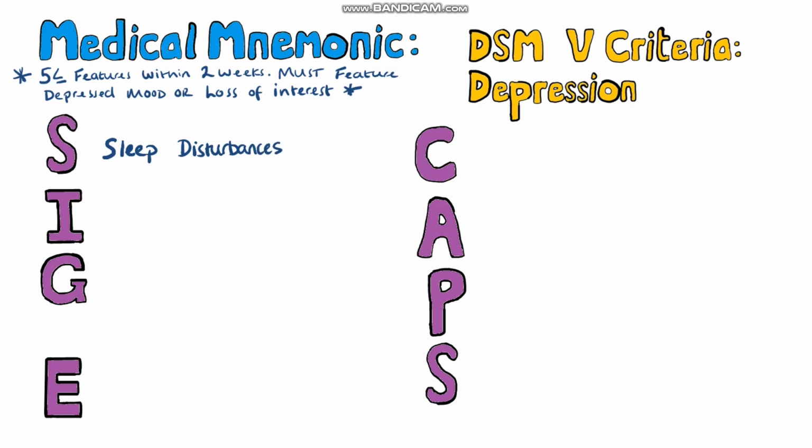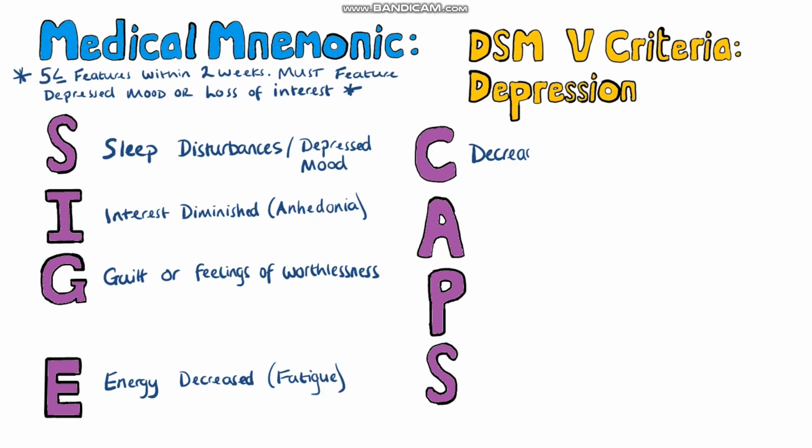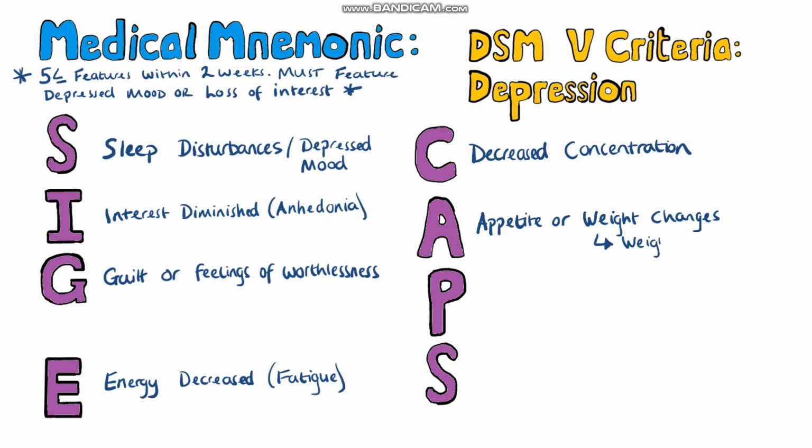The possible features are S for sleep disturbances, I for interest diminished, also known as anhedonia, G for guilt and/or feelings of worthlessness, E for energy decreased, so fatigue, C stands for concentration problems, and A stands for appetite or weight changes, which includes significant weight loss without dieting or weight gain.